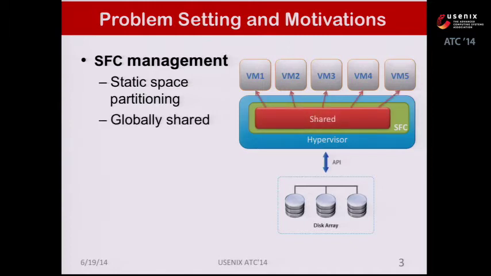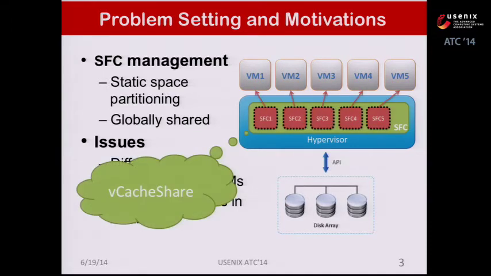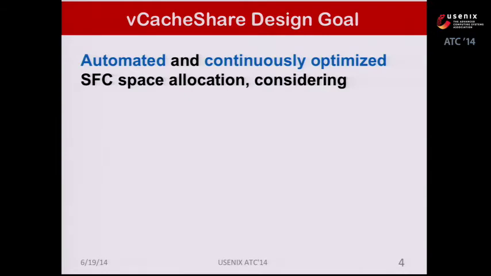The two approaches apparently both have disadvantages. Static space partitioning cannot adapt, while the globally shared policy is vulnerable to problems such as cache pollution. So we present vCacheShare, an automated SFC management framework. It dynamically resizes the cache allocation to virtual machines based on its observation of workload locality as well as system events. vCacheShare combines both long-term and short-term workload locality for efficient cache resizing. So vCacheShare strives to provide a hypervisor-optimized SFC allocation framework in an automated and continuous way.